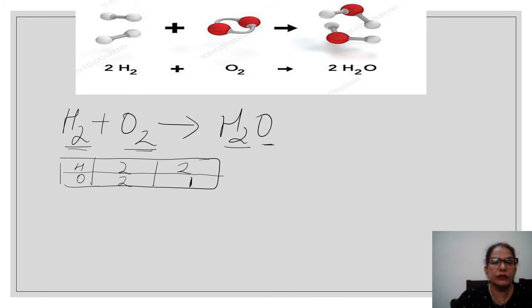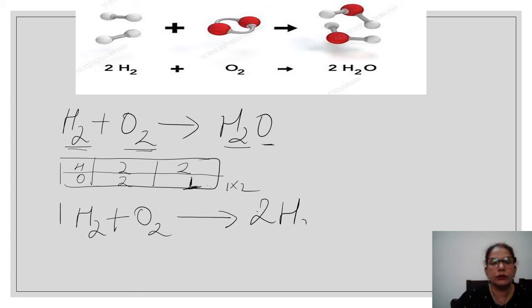So in order to make this 2, what do we do? 1 into 2. So we'll write H2 plus O2 gives H2O, and we have to make this 1 into 2. So we remember, students, you cannot change the subscript. We have already talked about it. This changes the formula. So the coefficient needs to be added.